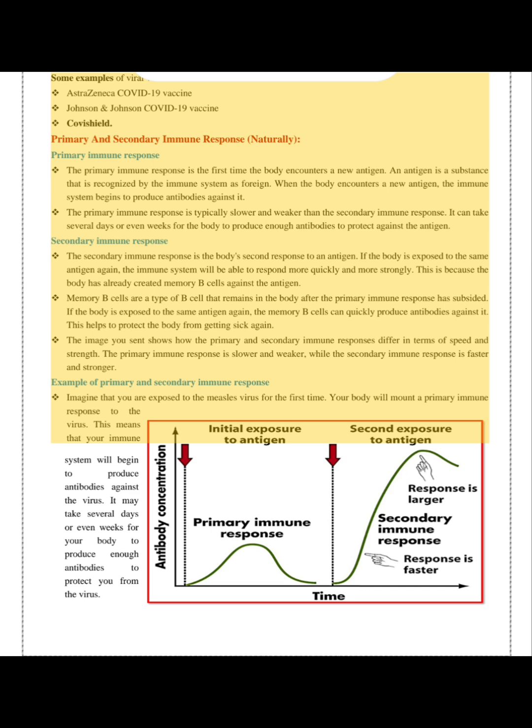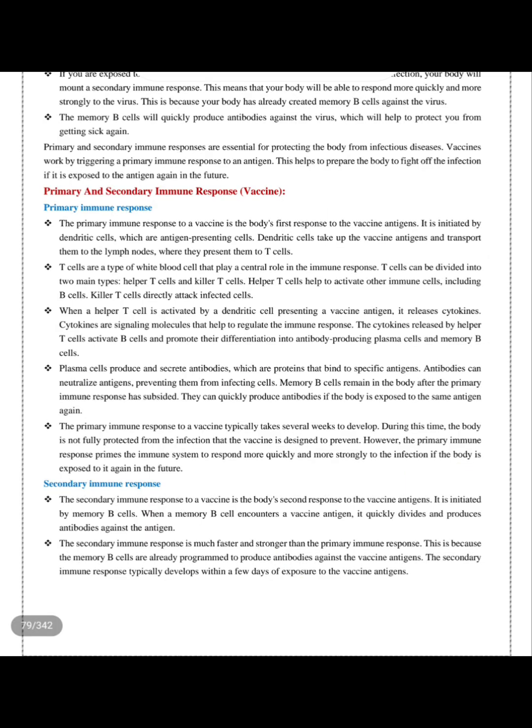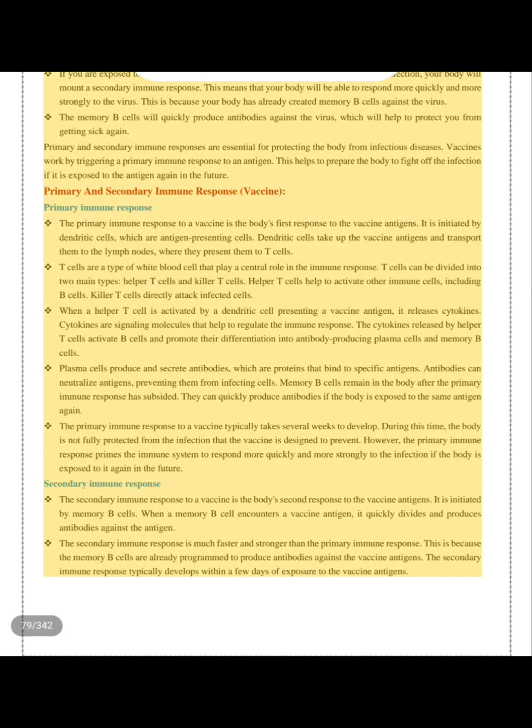Imagine that you are exposed to the measles virus for the first time. Your body will mount a primary immune response to the virus. This means that your immune system will begin to produce antibodies against the virus. It may take several days or even weeks for your body to produce enough antibodies to protect you from the virus.